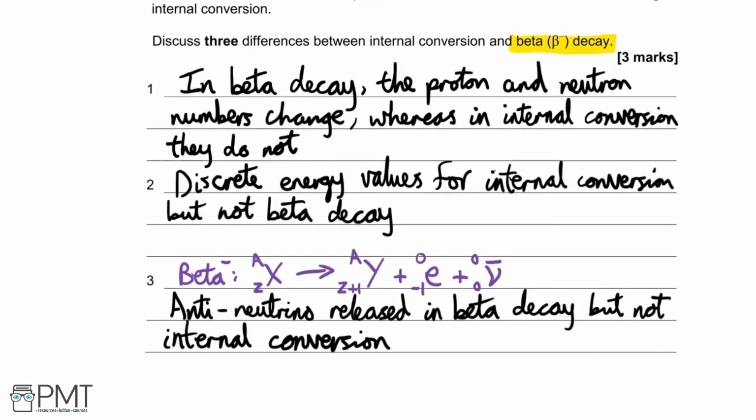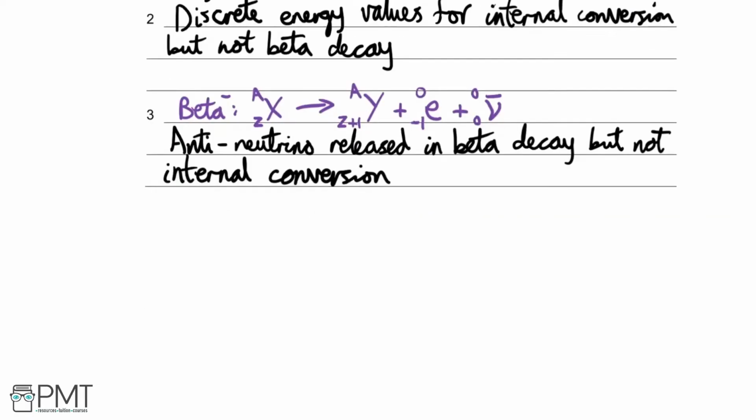So just a couple more points to add, because there are two more that we could include here. Now, a fairly obvious one, with internal conversion, we're dealing with electrons in shells, whereas in beta decay, we're dealing with the nucleus. So we should have said that at the start, really, but actually it's an important point to make.